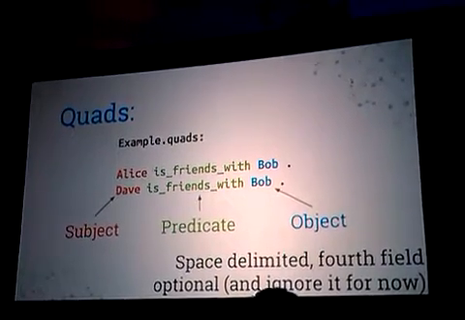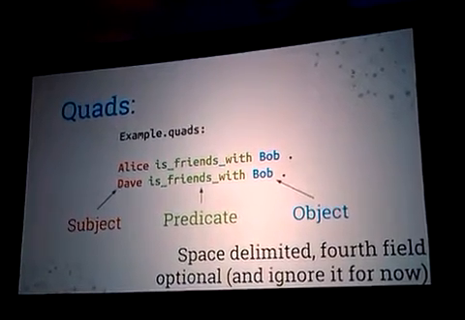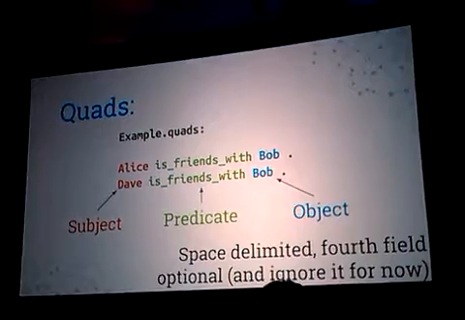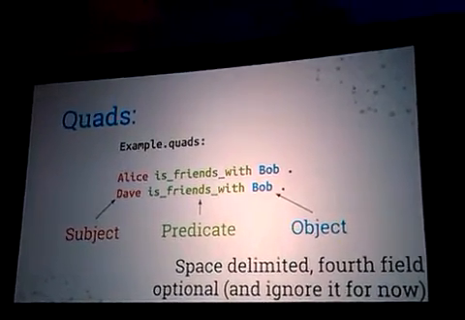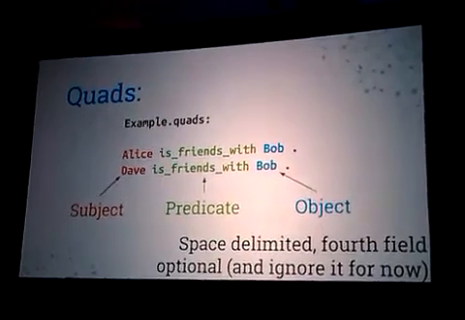Why they're quads, why there's a fourth field that's optional and hidden, that's topics that I probably don't have enough time for. But let's just go with, Alice is friends with Bob, Dave is friends with Bob. These are positions in the triple or the quad.